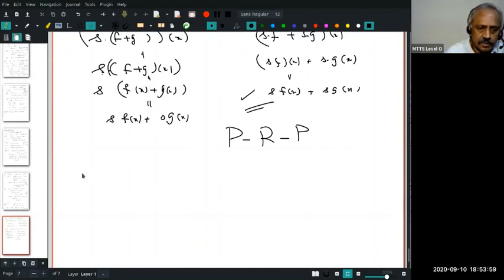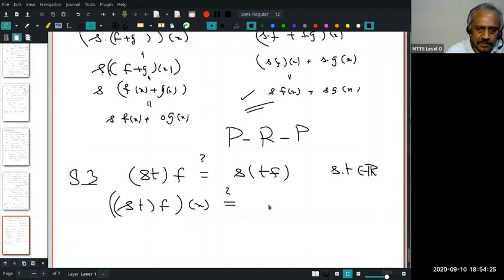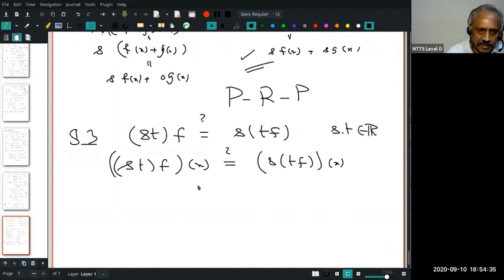Okay. Now next is S3. (st) times f is s times (t times f). This is a question where s and t are real numbers, right? But what is this? This is (st f) at x, whether it is equal to (s (t f)) at x. Notice that this is a function whose value at x. I have to be careful in writing the bracket. That's the only thing, right?